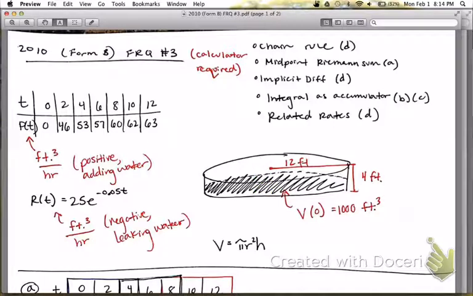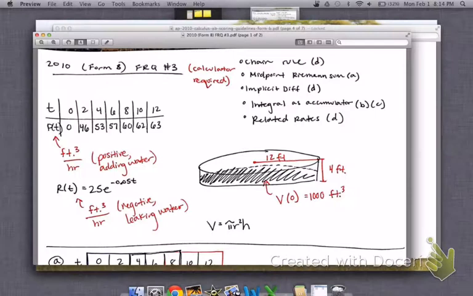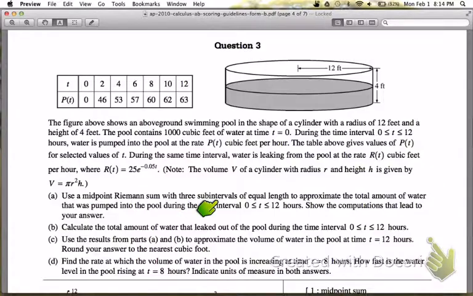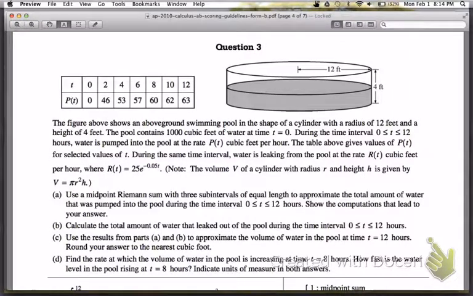So, part A says, use a midpoint Riemann sum with 3 subintervals of equal length to approximate the total amount of water that was pumped into the pool during the time between 0 and 12 hours. Show the computations that lead to your answer. So, this is the table that helps us figure out how much water is being pumped into the pool. So let's look over here at this table, and I broke it down and only looked at the important pieces of the table.